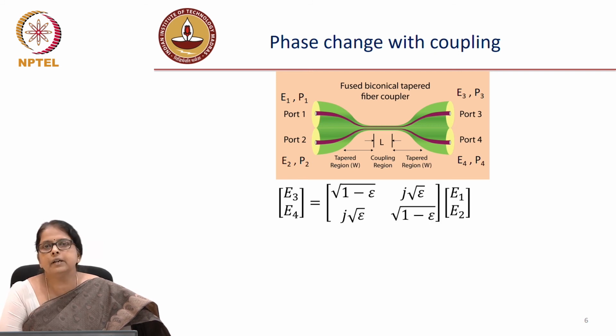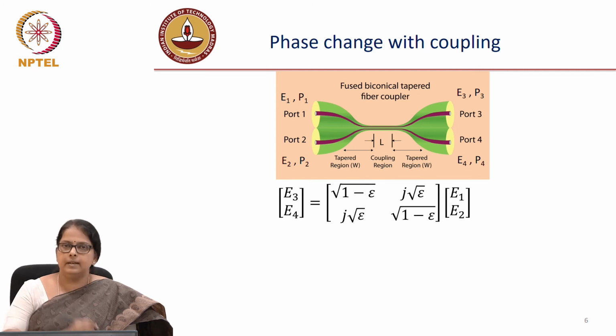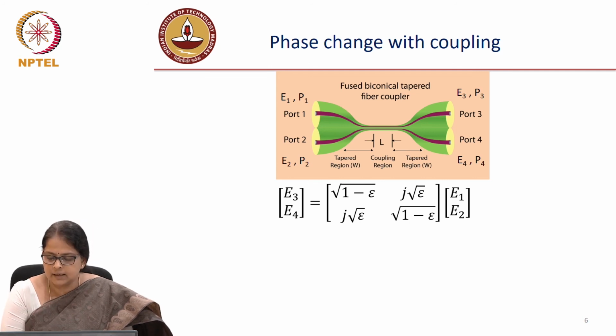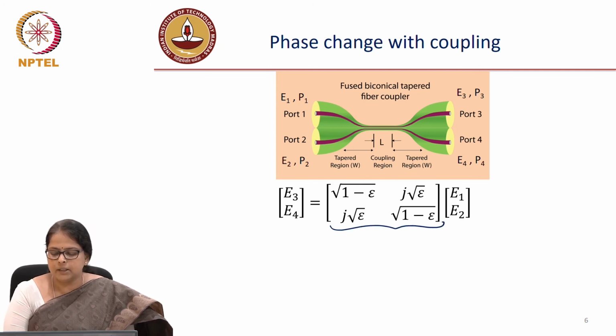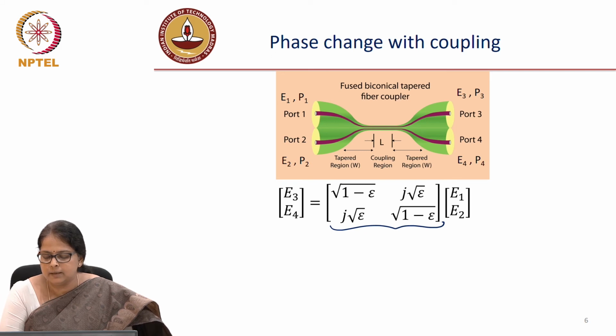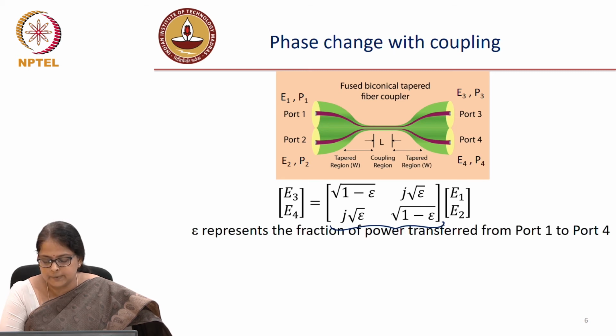So the transfer function of the coupler can be represented this way. The output electric fields E3 and E4 are related to the input electric fields E1 and E2 through this transfer matrix, whose elements are root 1 minus epsilon, j root epsilon, root 1 minus epsilon. Now what is this epsilon?